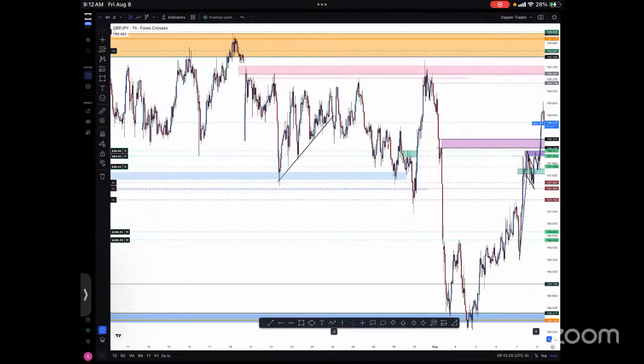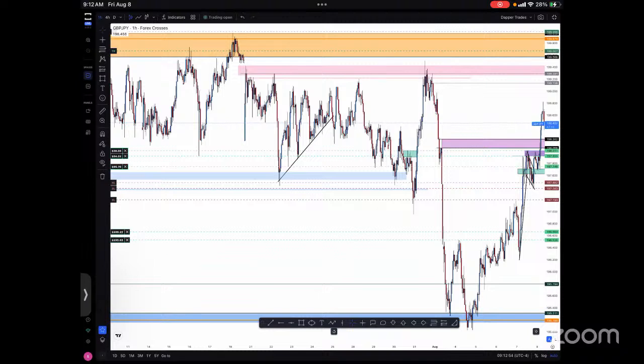So when I'm marking up support and resistance, that's my magic number, right? What do I mean by magic number? How many times does price come to support or resistance? The more price hits that level, the more likely price is going to reject and go the opposite way, because it's just retesting a previous high or a previous low.